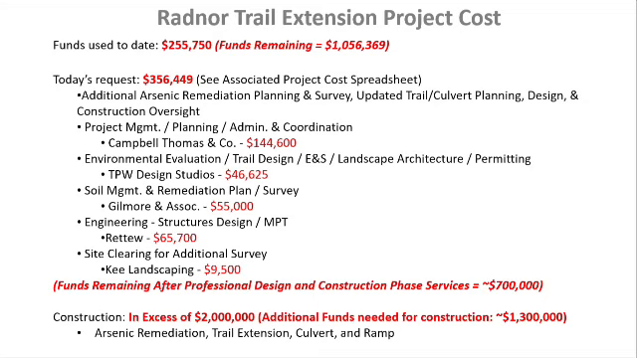there for construction phase services from the architectural and engineering and landscape and the environmental, all that's covered. Then you would have $700,000 remaining, and then the construction is in excess of 200,000. So you would need, for construction, you need to get another 1.3.